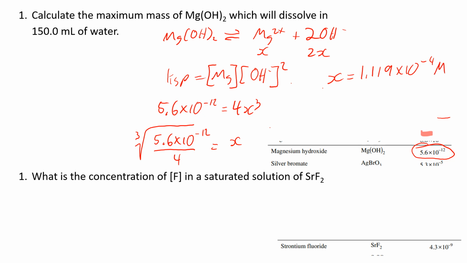Now the question isn't asking for the molarity of magnesium hydroxide. It's asking for the mass. So I'm going to have to convert my molarity into mass. I'm going to take my 1.119 times 10 to the minus 4 moles per liter and times that by my number of liters, which is 0.15 liters. I'm now into moles. I wanted to convert that into grams, so I'm going to times that by my molar mass.